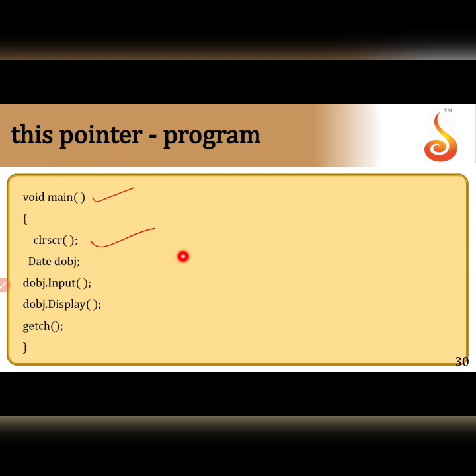Then dobj dot input, that is object dot input, will execute that input program. What am I doing in my input program? I am asking the user to enter today's date in dd, mm and yy format. And dobj dot display will display today's date in that format. So this is my program. Have a look. Hope you have understood this pointer.